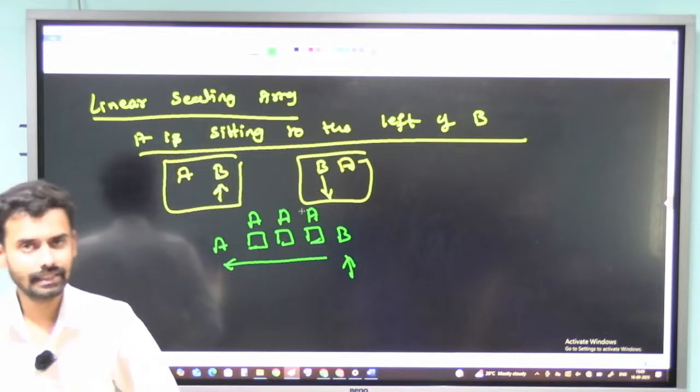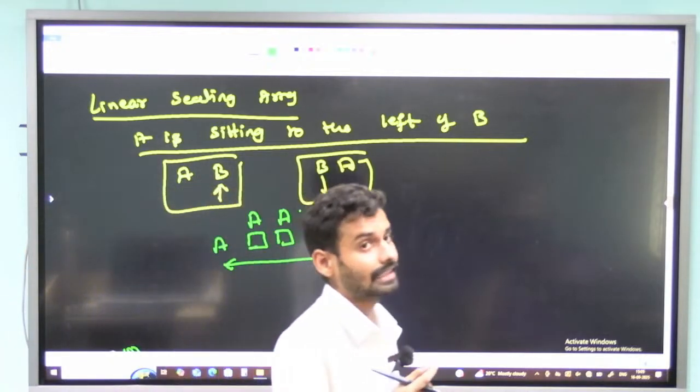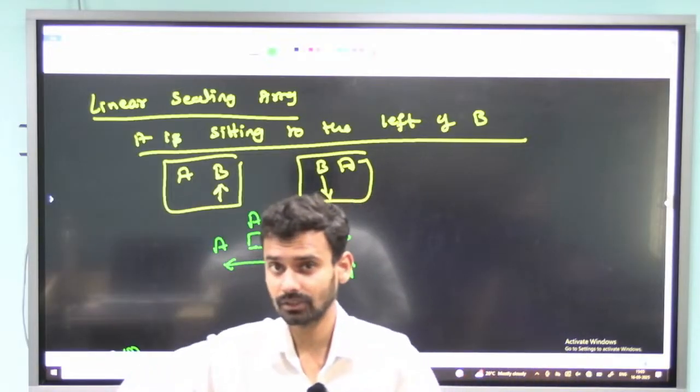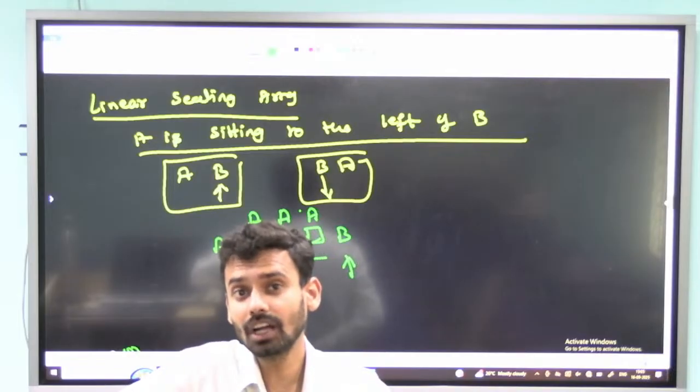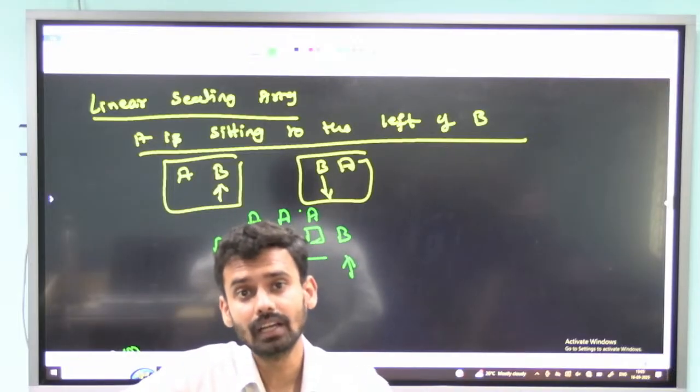If he is sitting here, he is still to the left. So left need not be immediate left, but that is one of the cases. No doubt he can sit immediate left of A, or immediate left of B, but he need not sit only immediate left. He can sit at any position to the left.